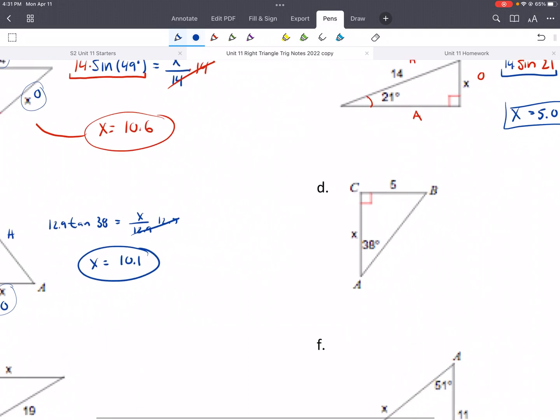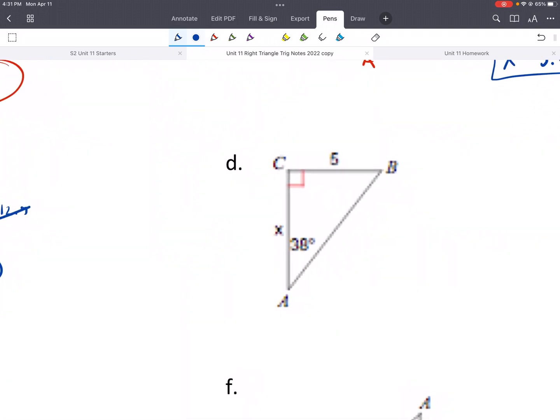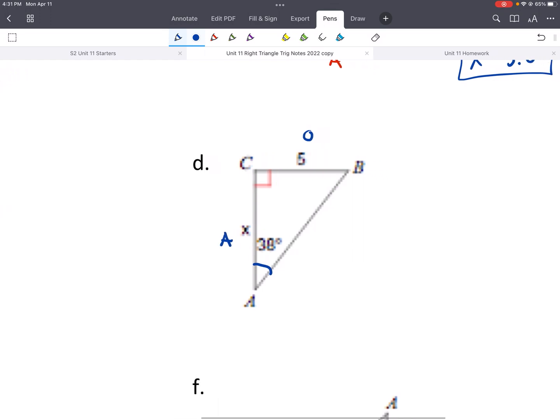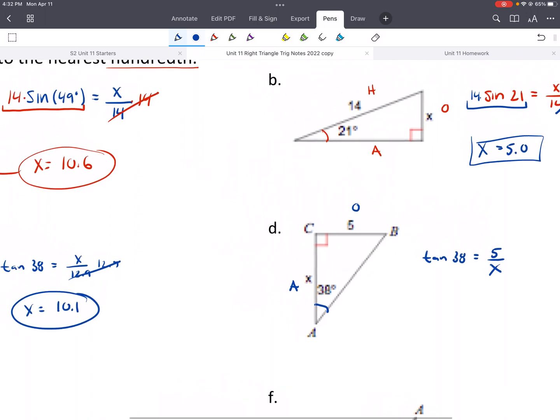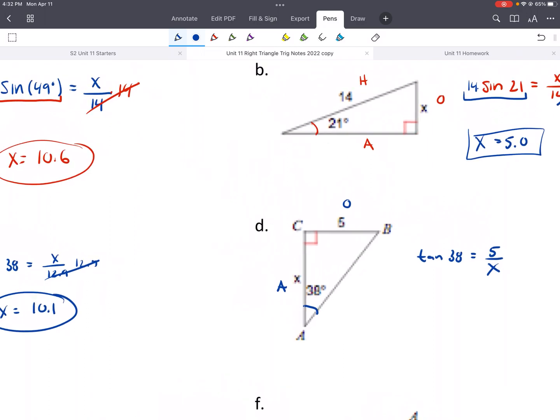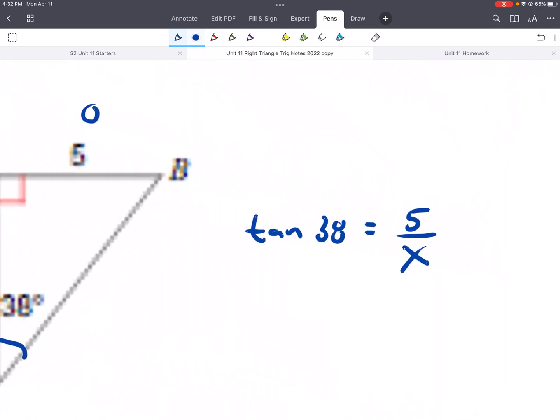Okay. And then we'll give d a try. Again, that's our reference angle, so opposite over adjacent. So here we've got tangent of 38 is equal to 5 over x. Okay, so here is an example that's a little different. Everything else so far, x has been the numerator, and now it's the denominator.